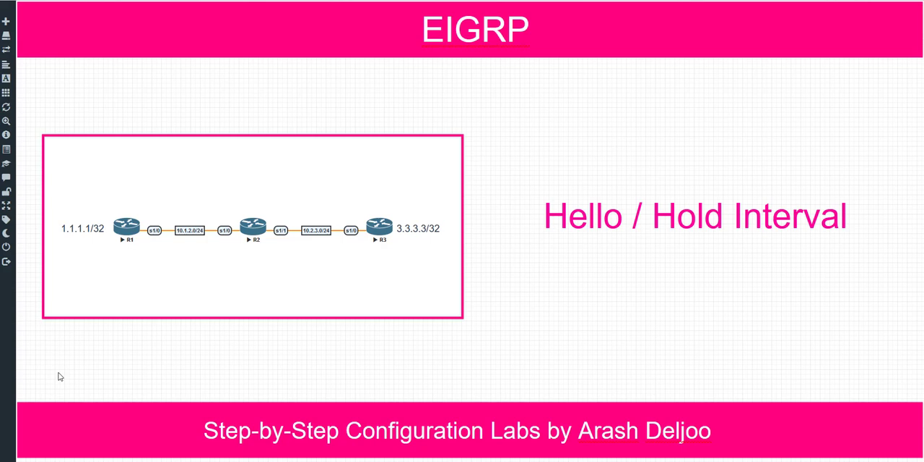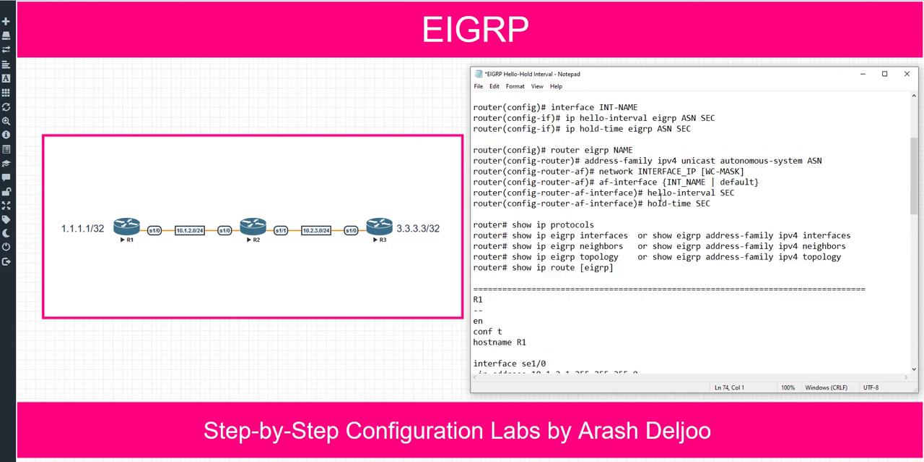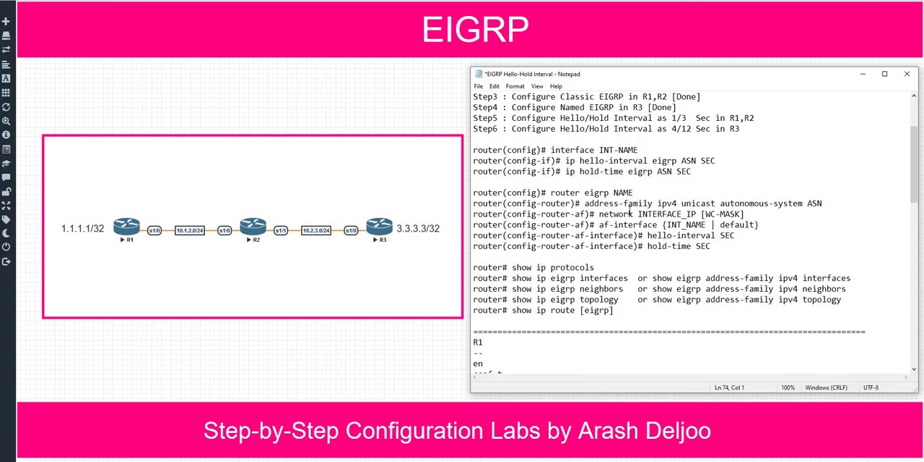In this video, I'm going to show you how you can configure hello and also hold interval in EIGRP with two methods: in EIGRP classic configuration and also in EIGRP named configuration. Let me show you the steps that we need in this scenario. As you can see here, we have multiple steps.